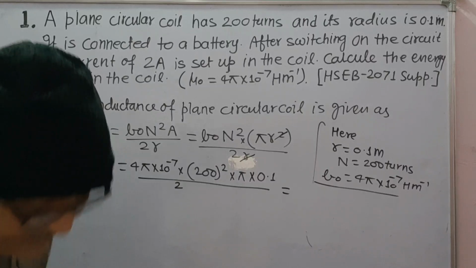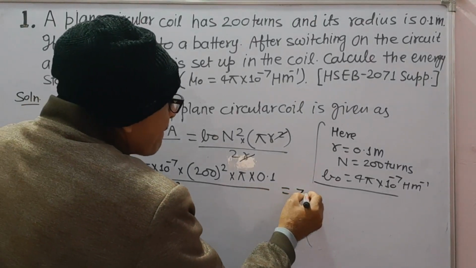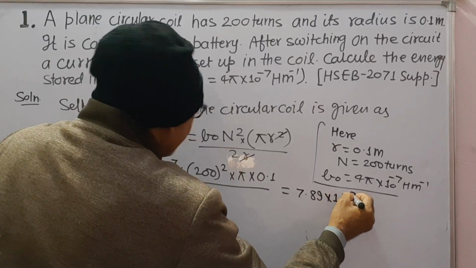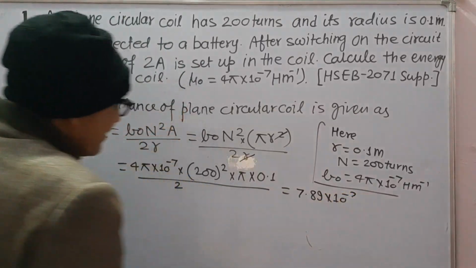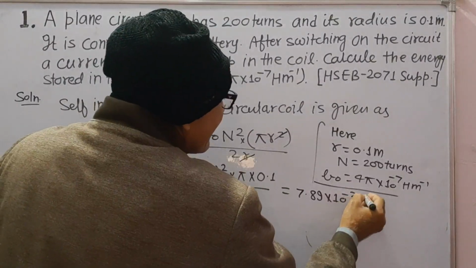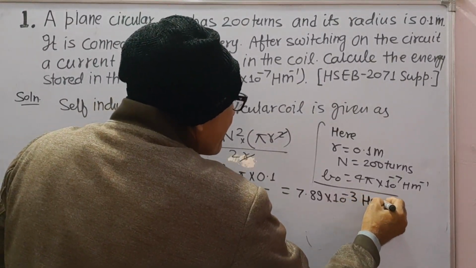7.89 into 10 to minus 10, 7.89 into 10 to power minus 3 Henry.